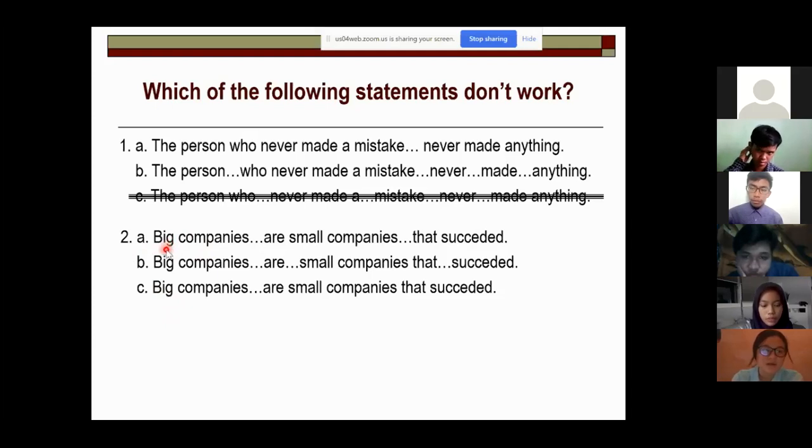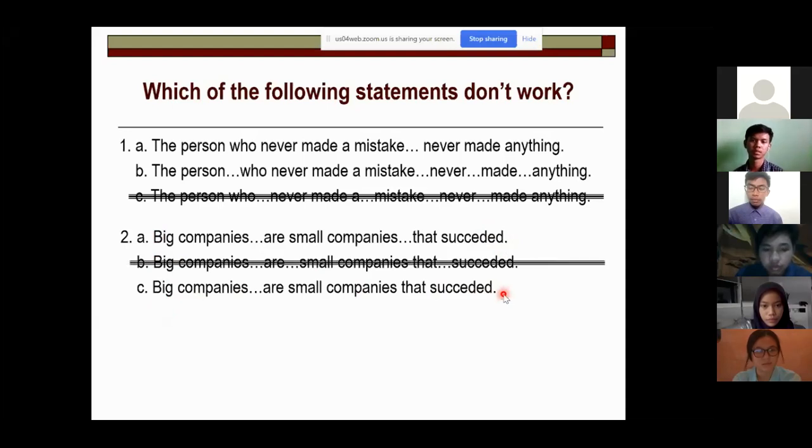Choice A says, big companies are small companies that succeed. And choice C, big companies are small companies that succeed. All right, because it is impossible to choose B, right? Big companies are small companies that succeeded, right? It will be incorrect. So the correct ones are A and C, sorry, A and C are the correct ones to pause, right? Okay.